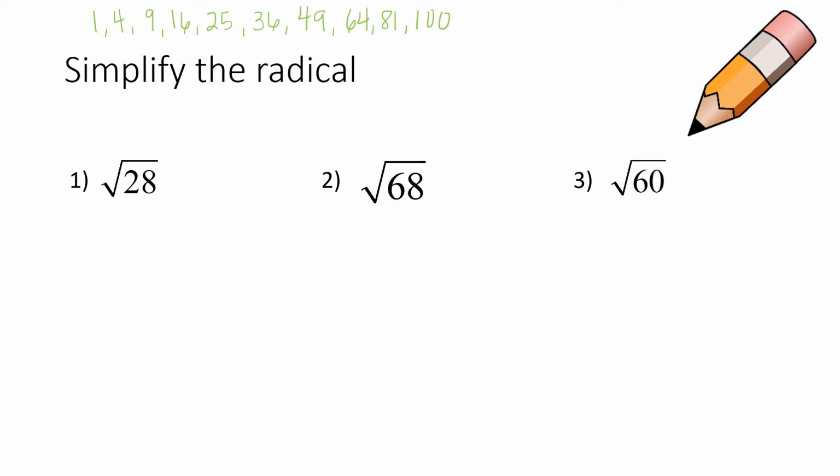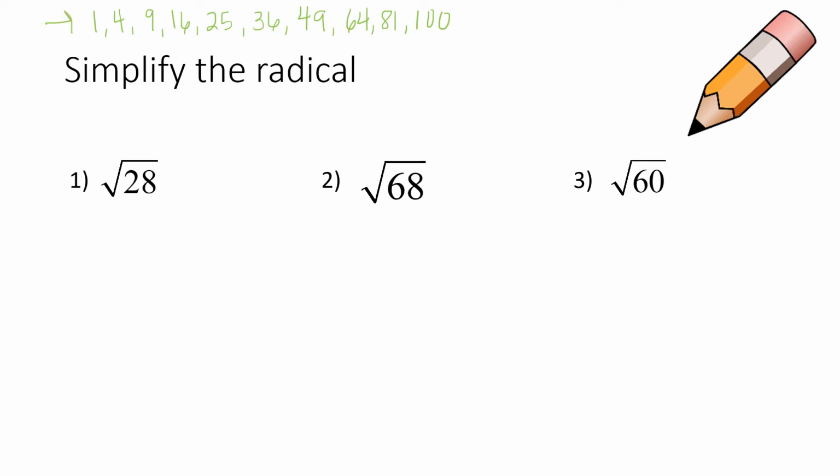So now again, what I'm going to want to do is think of 28. 28 is a product. That means 2 numbers multiplied together to give me 28. What I want to think about is, okay, well, which one of my perfect squares up here, my magical numbers, would go into 28?